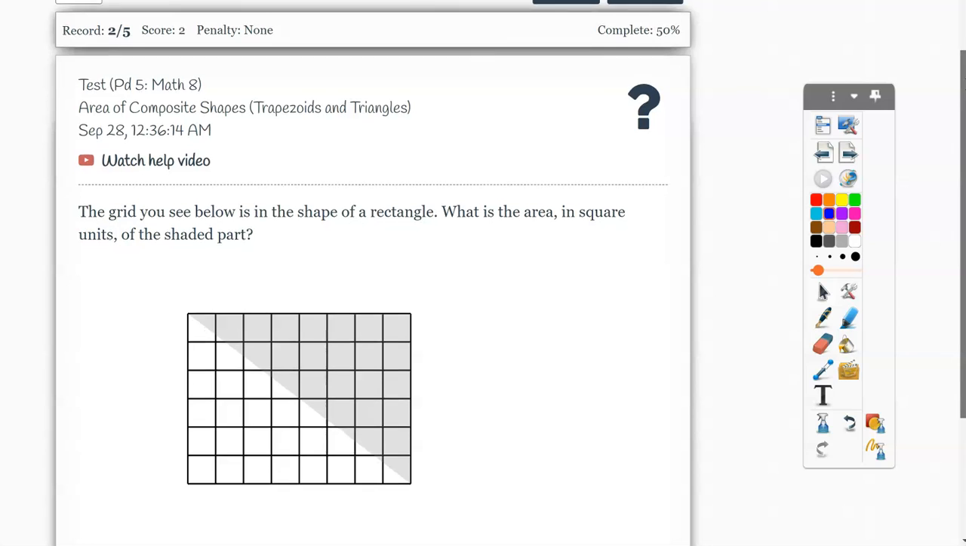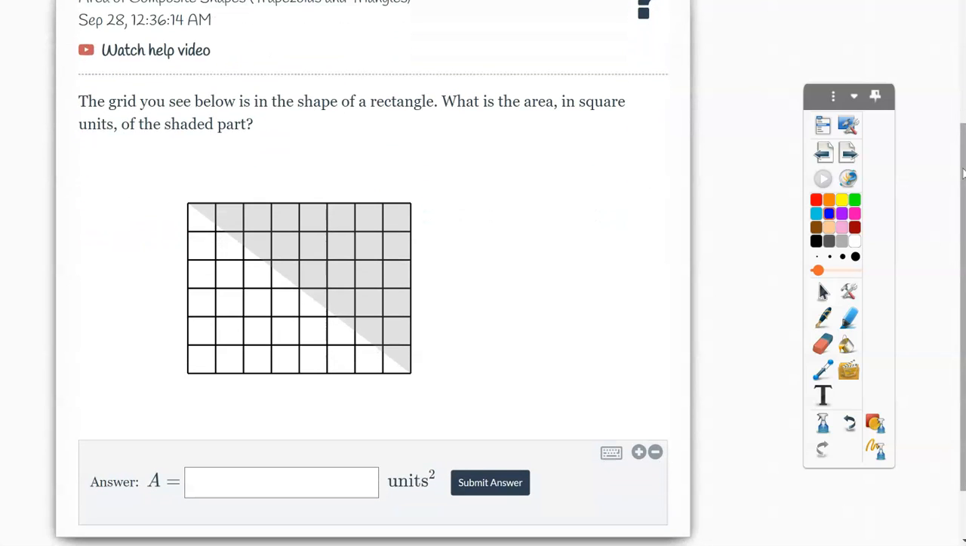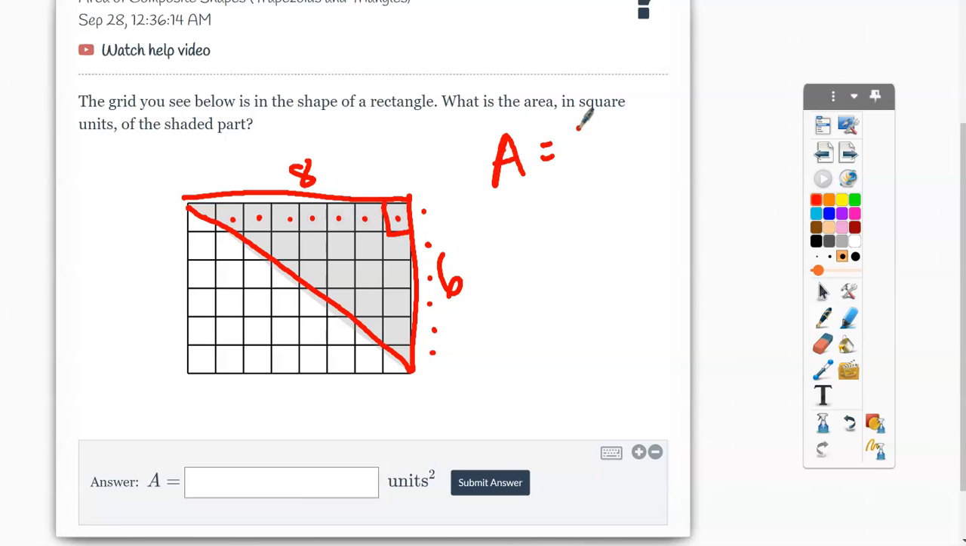All right, let's take a look at this question. The grid you see below is in the shape of a rectangle. What is the area in square units of the shaded part? So the shaded part is a triangle. Triangle has a 90-degree height here in the corner, so that means the base is 6 units, and the height is 8 units. So the area of the triangle is half the base times the height.